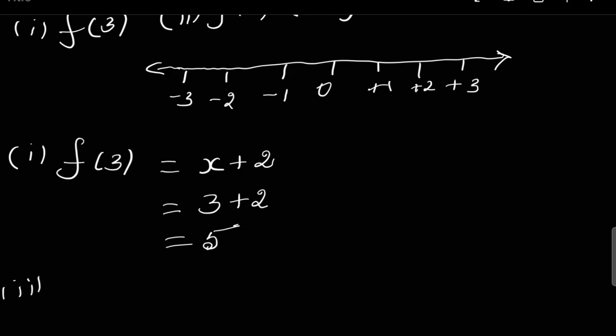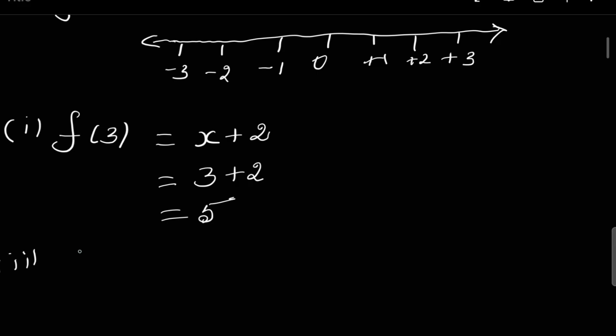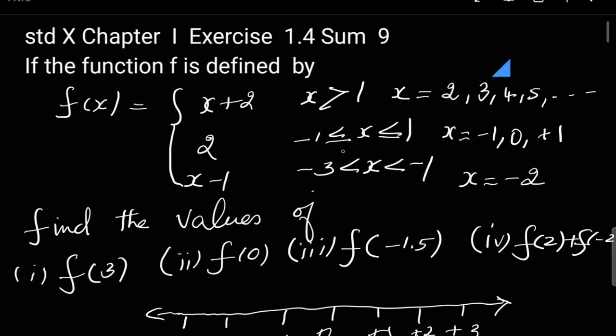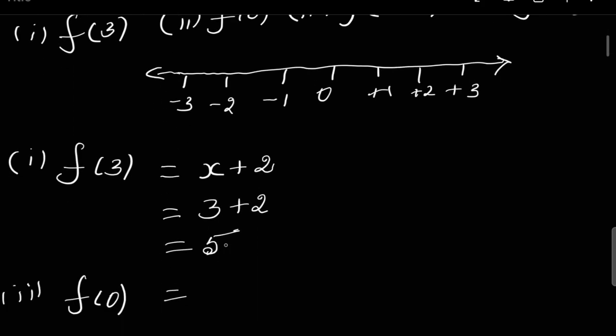Next is f of 0. See, where x takes the value 0, here the second function, it is just 2. When x is 0, f of x is 2. So just write 2.